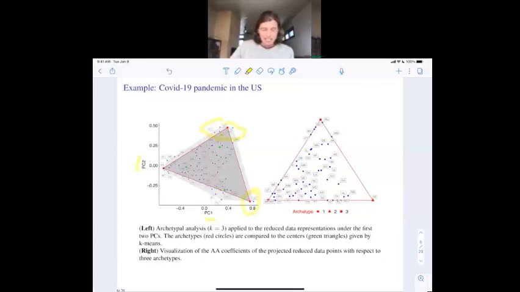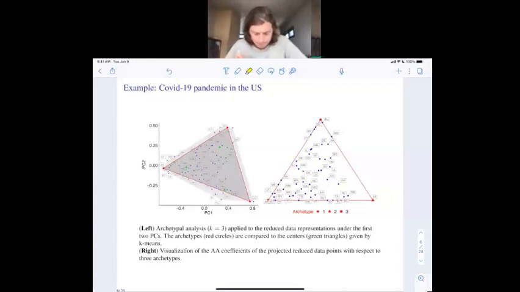And then you have a bunch of states where, at least initially, the positivity rates were uniformly low over time. So that's how I would interpret this. And so I want to use k equal to 3 archetype points. I'm trying to find a triangle that approximates this data set. That's the red triangle here. The blue triangle is the data.